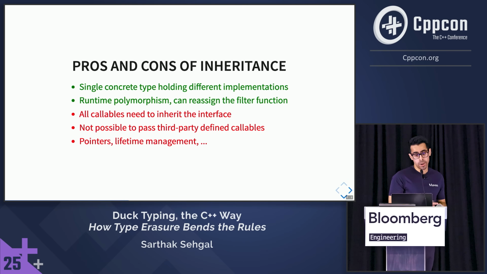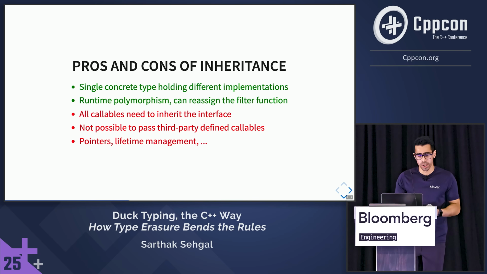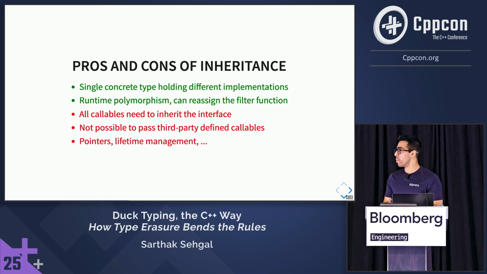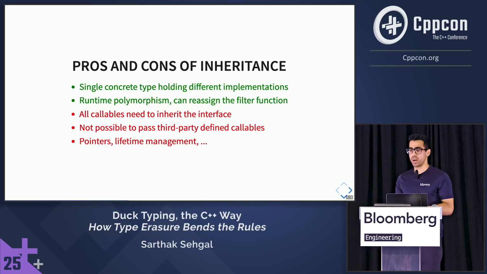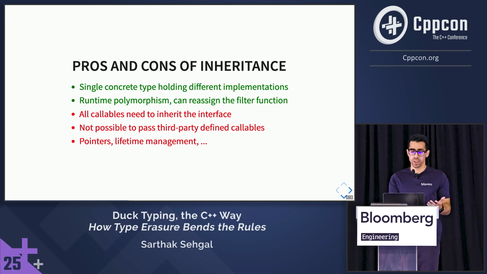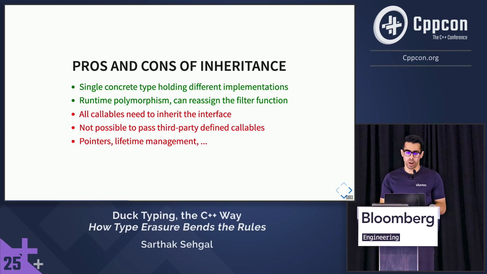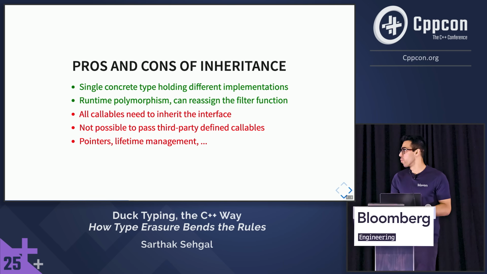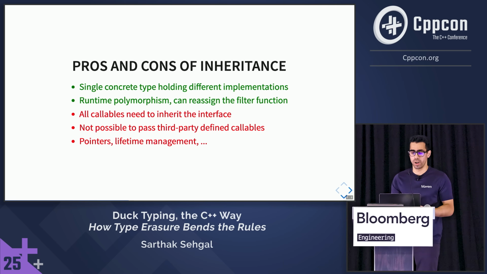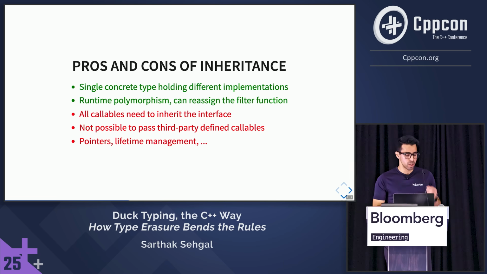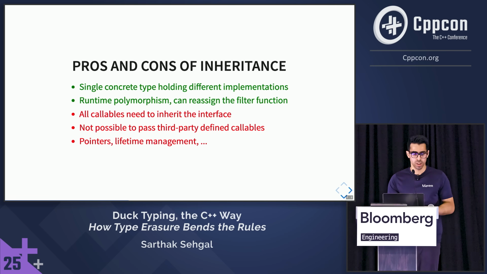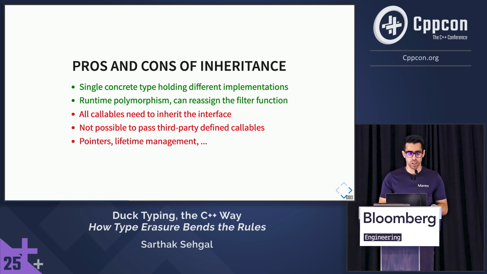So inheritance did provide some benefits. It was a single concrete type, unlike the templated solution. That was good. It implemented runtime polymorphism, and it bound all the types with a common callable interface, which is the second requirement. But it had drawbacks when it came to the first requirement. That is, it bound everything with a common base class, so the types could not be unrelated. So let's start off with trying to address these drawbacks. Let's start off with the second last, which is it's not possible to pass third-party defined callables.